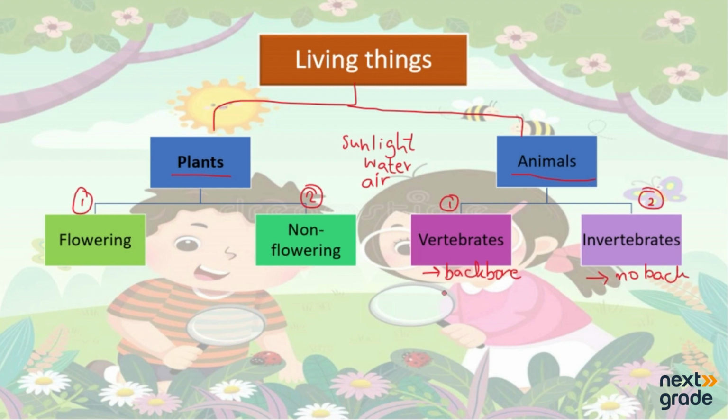वर्टिब्रेट्स में आ जाते हैं बहुत सारे एनिमल्स. फॉर एग्जांपल सबसे अच्छी एग्जांपल वी हैव इज ह्यूमन, right? And for here we can say that a snake is an invertebrate, right? So this is how vertebrates and invertebrates are different from each other.